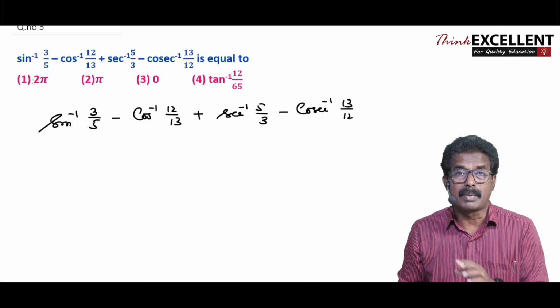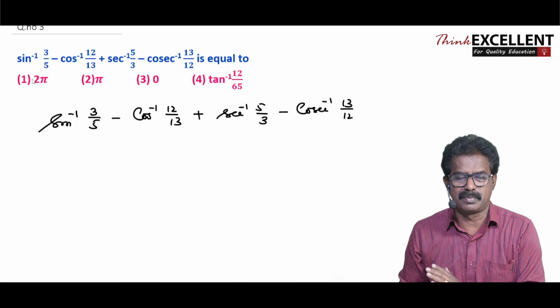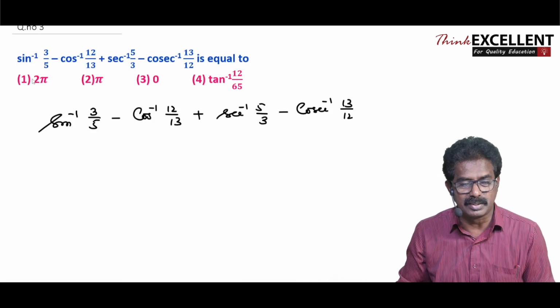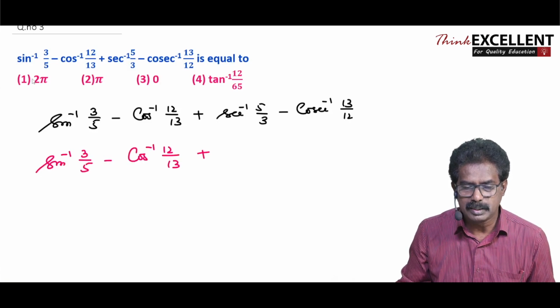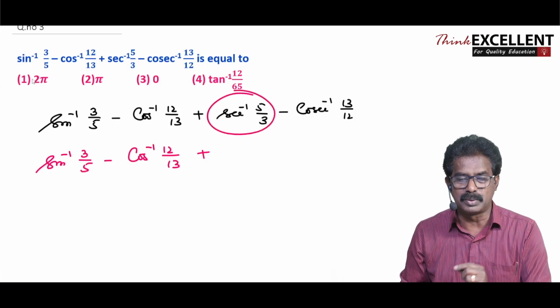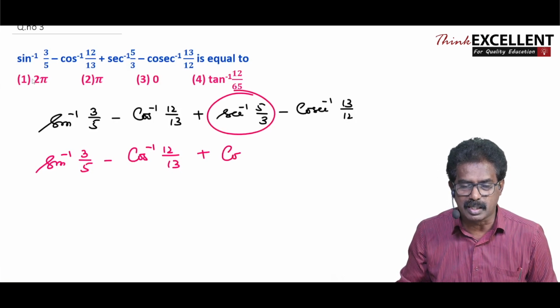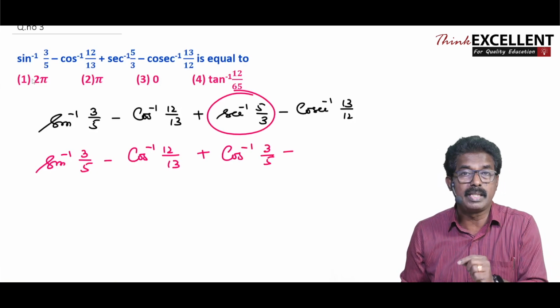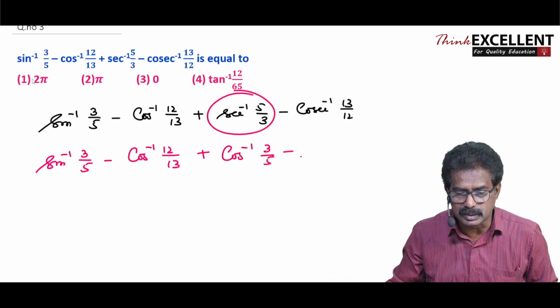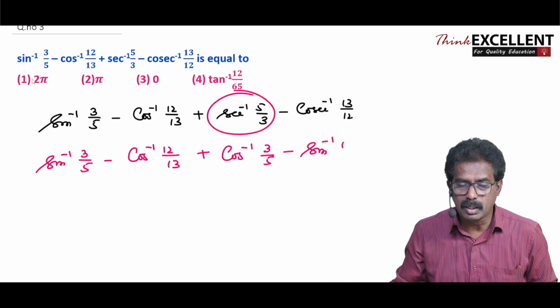First and second, I am writing as it is, sine and cos. Then other values I am going to change. So sine inverse 3 by 5 minus cos inverse 12 by 13 plus, take that reciprocal, that property we use, secant reciprocal cos. So write cos inverse 5 by 3 reciprocal 3 by 5 minus cosecant reciprocal is sine. So sine inverse you write 12 by 13.